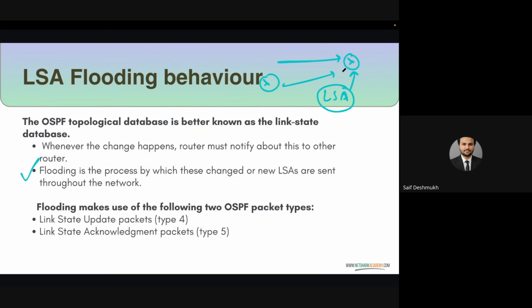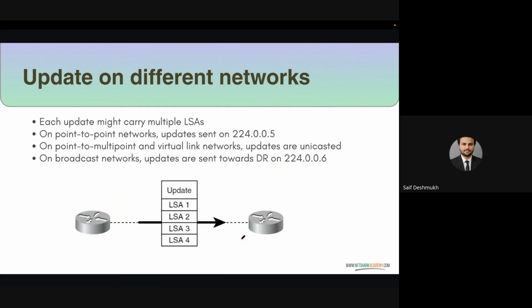Flooding uses two packets. To achieve the flooding, we use the link state update packet and the link state acknowledgement packet. I'm talking about the adjacency process. It's done. I'm sending new information, or periodic information after half an hour or 1 hour, and I use these two packets specifically for that purpose.